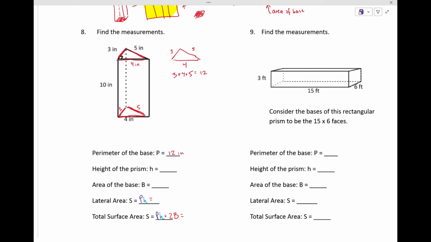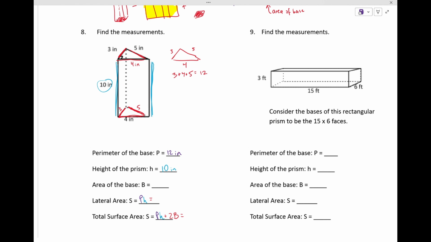Now step 2, we need the H. H is our height. 12 inches. Okay. H is our height. Height of the prism is that edge that goes from base to base. Here it says it's 10 inches. That height is the same. So our height is 10 inches. Okay, that one was easy.